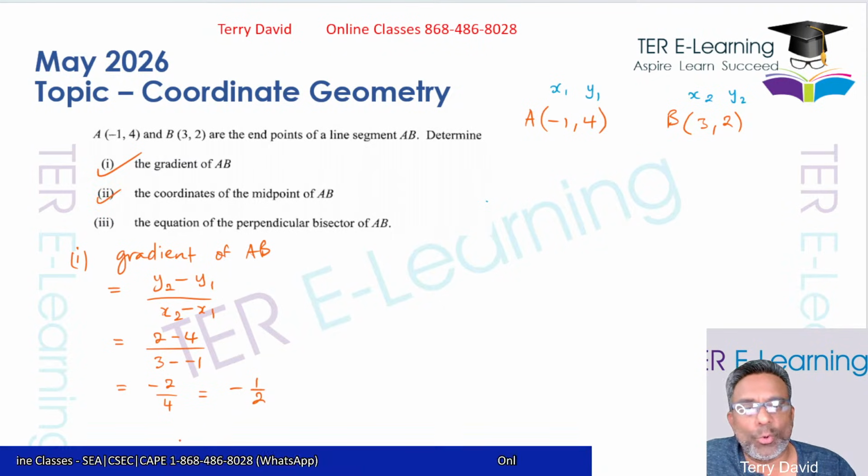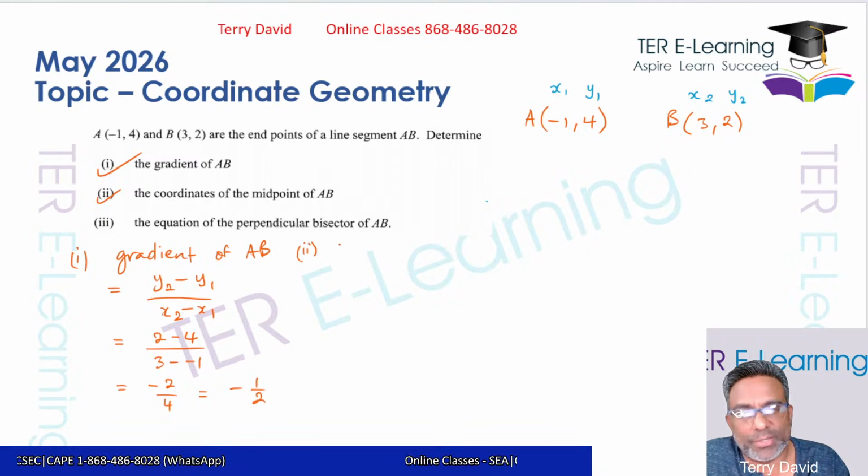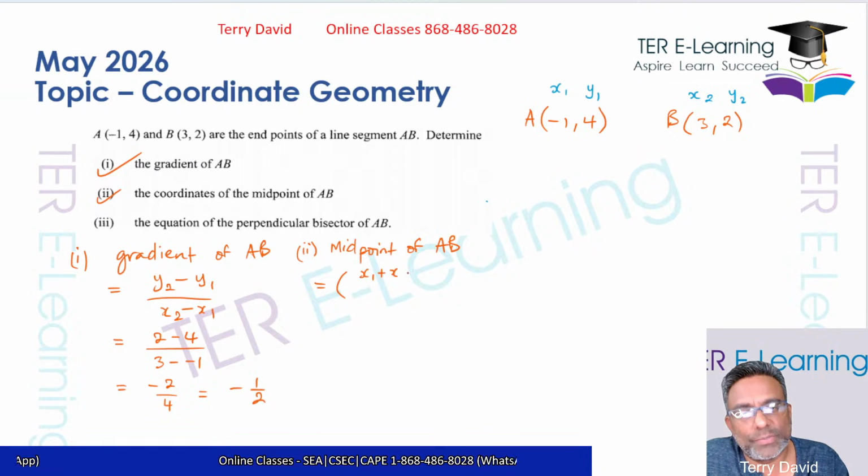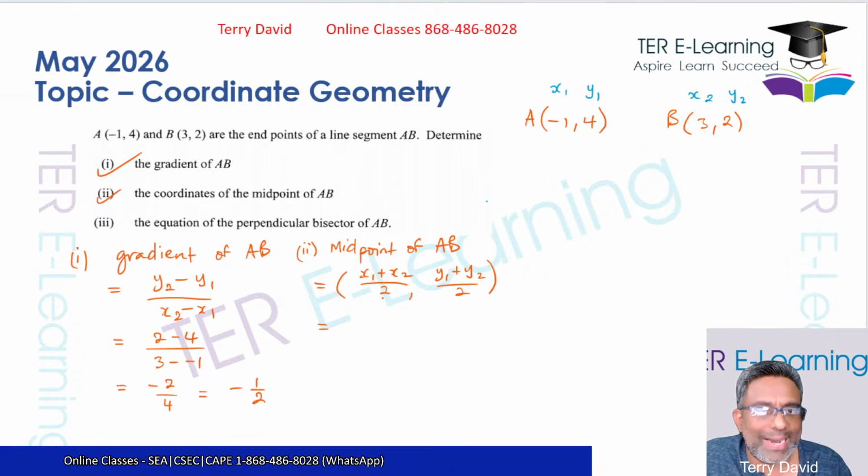Part 2, we want the coordinates of the midpoint of AB. So this is part 2. So we just did a question with midpoint. So midpoint of AB is given by, so there's a midpoint formula, x1 plus x2 all over 2, y1 plus y2 all over 2. So in this case here, we're going to add up the two x values.